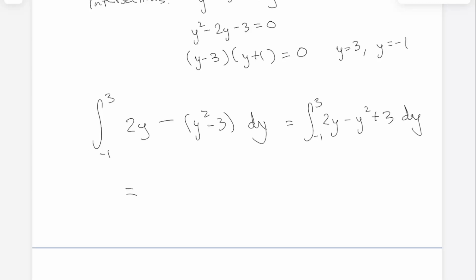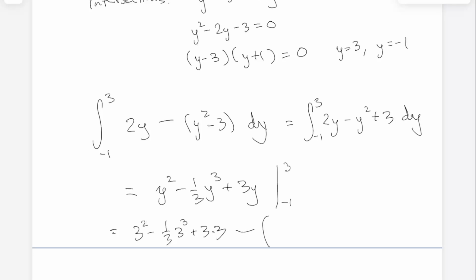So this 2y becomes y squared, minus y squared becomes minus 1/3 y cubed, plus 3 becomes plus 3y. And I plug in negative 1 and 3. And then we just plug everything in. So it's 3 squared minus 1/3 times 3 cubed plus 3 times 3, minus, plug in negative 1: negative 1 squared minus 1/3 times negative 1 cubed plus 3 times negative 1. There you go. This is my final answer. As usual, if you want, you can plug that into your calculator, but I don't want to.